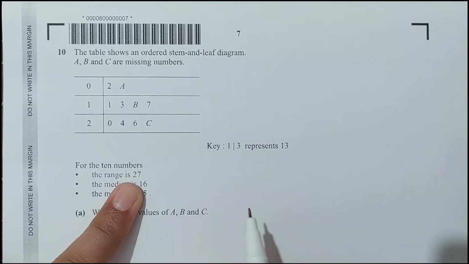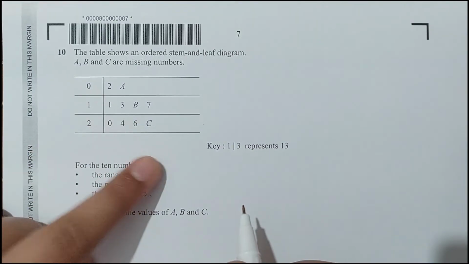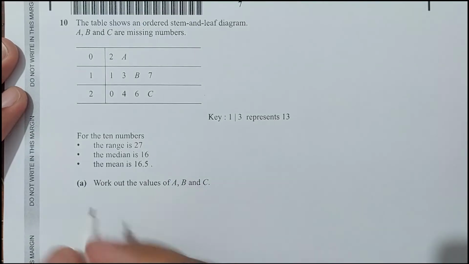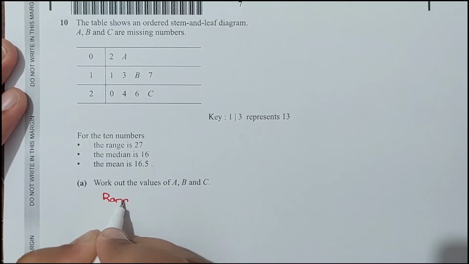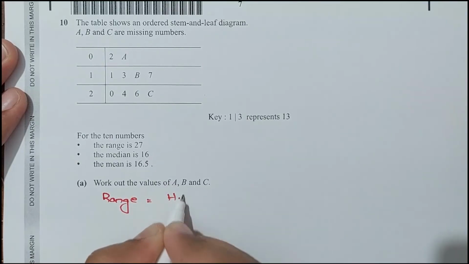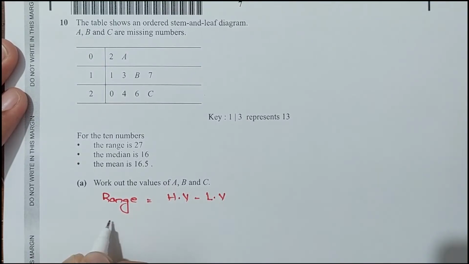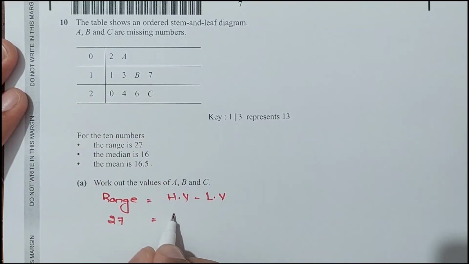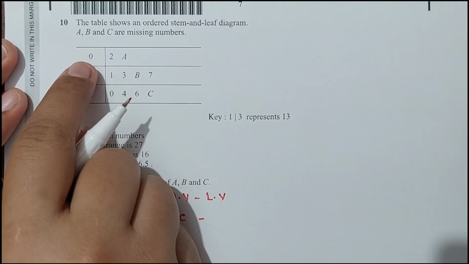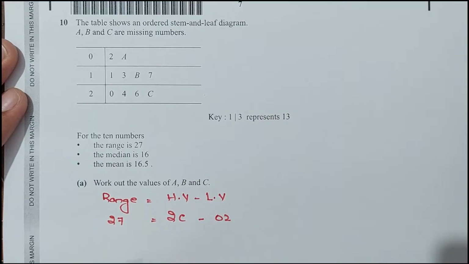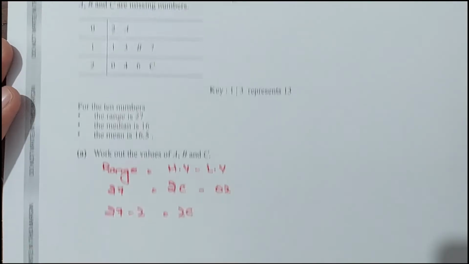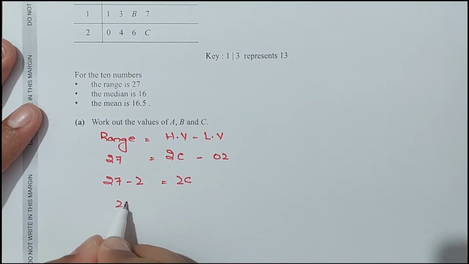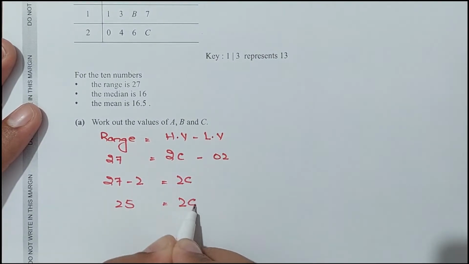The range is 27. The difference between the higher and the lower is the range, right? So we have been given the range and it has a formula: the higher value subtract the lower value. The range is 27. We do not know the higher value. 2C is the higher value, and the lower value is 02. So 27 subtract 2 is 2C. From 27 take away 2 is 25. This would be 2C.